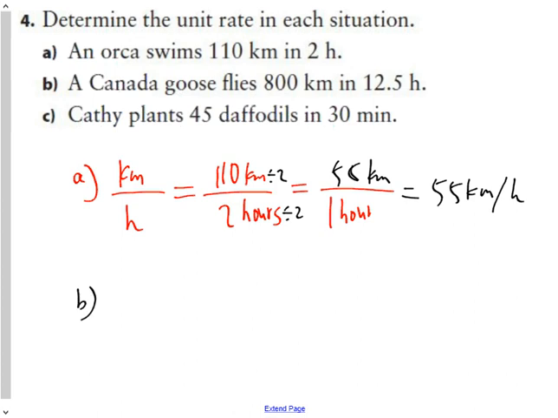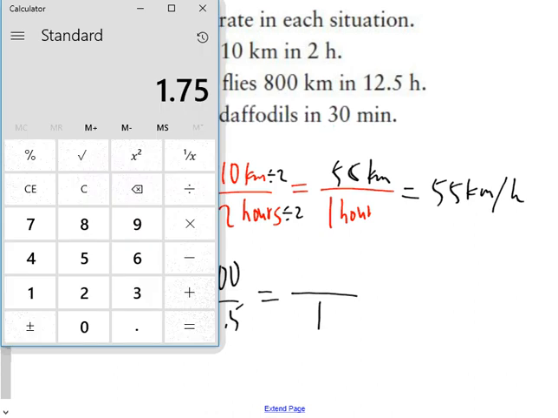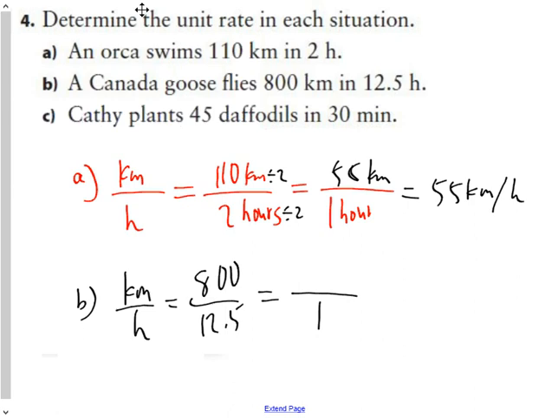In question B, kilometers per hour again would be our units. You could do hours per kilometer, or time per kilometer, how long it takes the goose to fly 1 kilometer, but this is the more common rate of speed. So 800 kilometers in 12.5 hours, divide both by 12.5, and 800 divided by 12.5 is 64. And therefore, the goose was flying 64 kilometers per 1 hour.